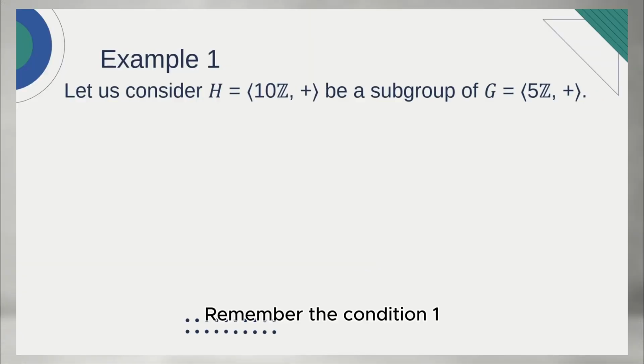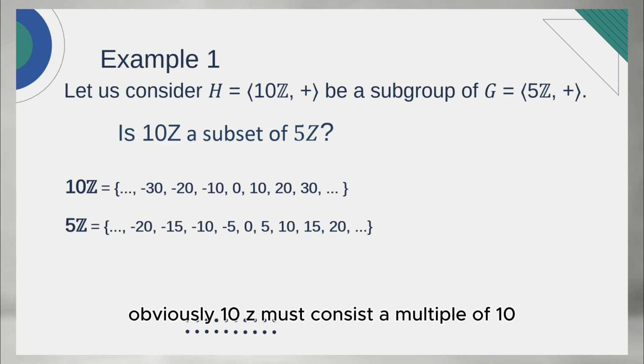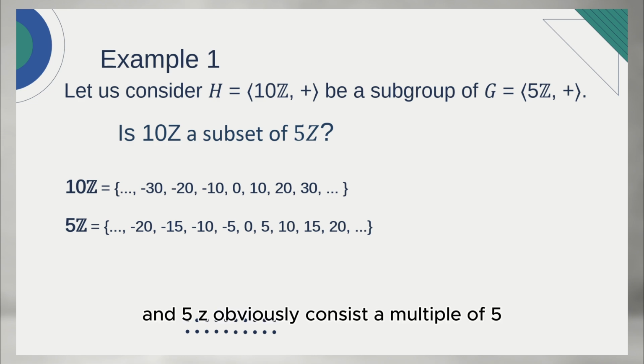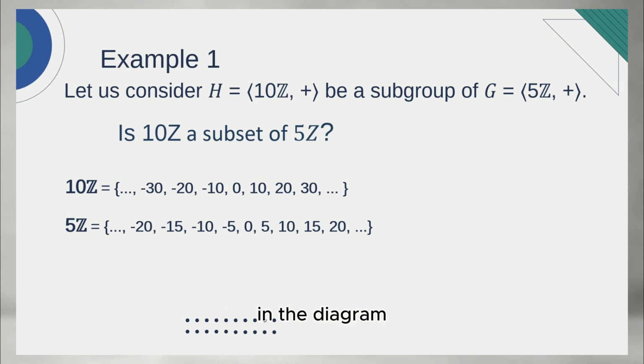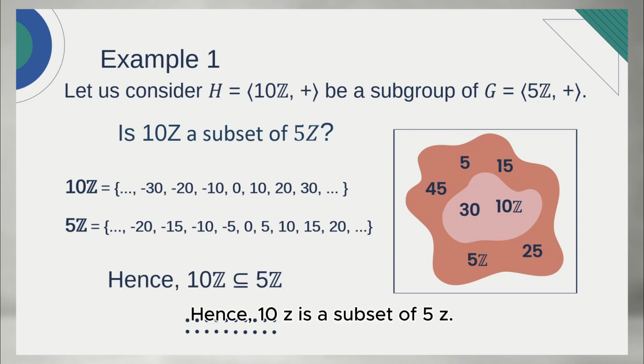Remember condition 1, that 10Z must be a subset of 5Z. Obviously, 10Z consists of multiples of 10, and 5Z obviously consists of multiples of 5. In the diagram, 10Z elements are inside the 5Z elements because every element of 10Z is also in 5Z. Hence, 10Z is a subset of 5Z.